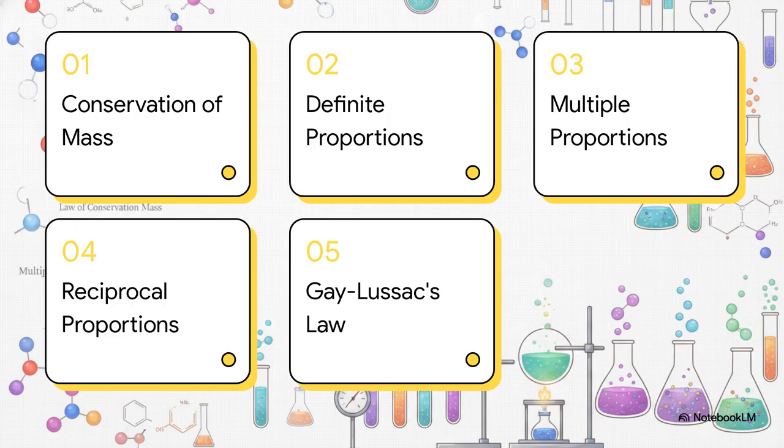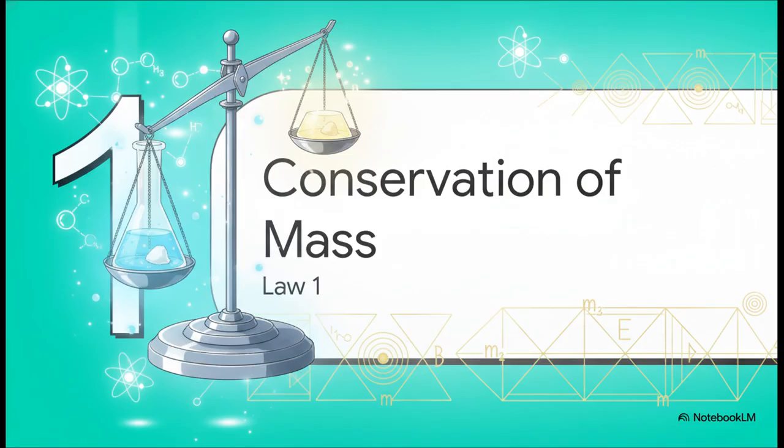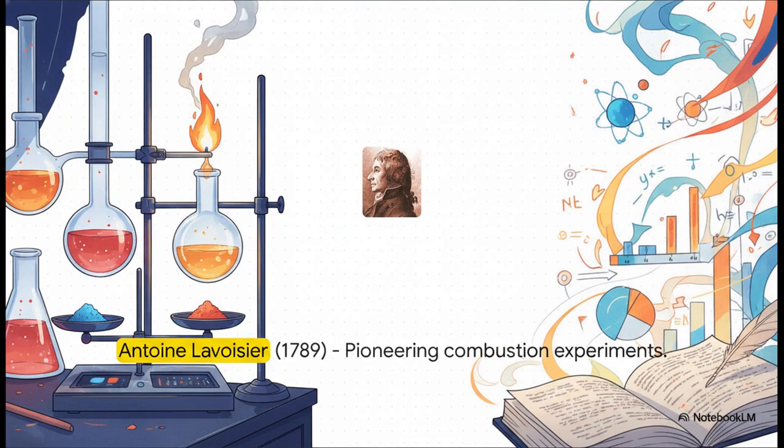Let's get into it. All right, starting off strong with law number 1, the law of conservation of mass. Before we jump into the math, it's pretty interesting to look at the guy who basically started it all. Meet Antoine Lavoisier. Back in 1789, he was busy performing these incredibly careful combustion experiments. You have to realize, before Lavoisier, chemistry was honestly kind of messy, but he brought this strict exactness to his measurements. He proved that if you carefully weigh the reactants before a reaction and then weigh the products after, they match up perfectly. This obsession with exact measurement is essentially what birthed modern chemistry.